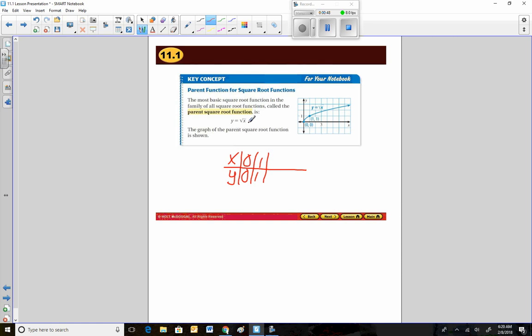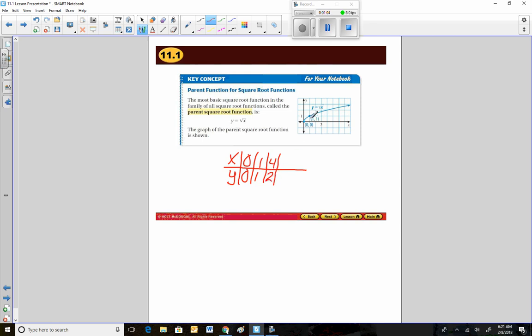Now, I'm going to skip all the way to a 4, because if I try to take the square root of a 2, it's going to be a decimal. If I try to take the square root of a 3, it's going to be a decimal. So let's try a 4. Because if I take the square root of 4, it's 2, right? So I go ahead and write 2 right here.